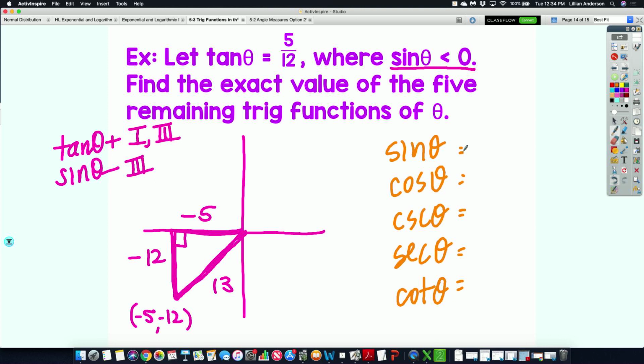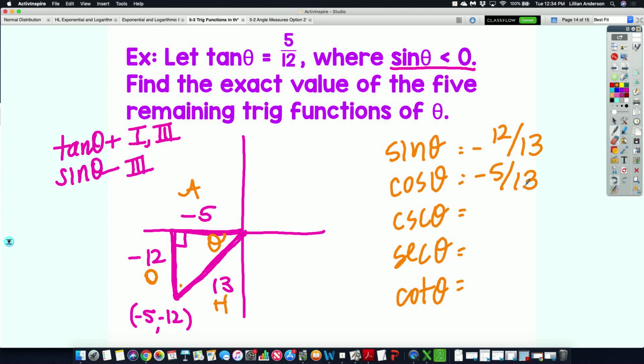Sine is what over what? Opposite over hypotenuse. Where's my theta? It's up here. So negative 12 is my opposite, negative 5 is my adjacent, 13 is my hypotenuse. So that's going to give me negative 12 over 13. What's my cosine? So negative 5 over 13.